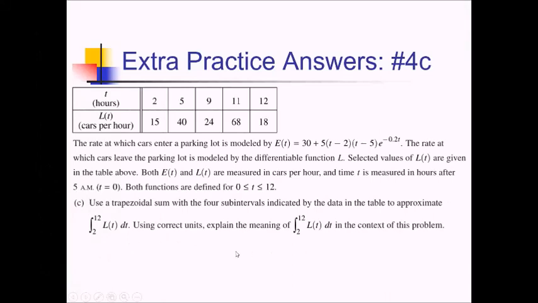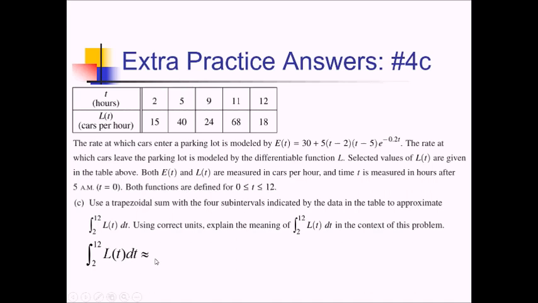On this part of the problem, they're telling us to use a trapezoidal sum with 4 subintervals with the table here to figure out an approximation for the integral from 2 to 12 of L of t dt. And if you think about it, this is really the only way we can talk about this cars leaving function using approximations with the table, because we don't know exactly what L of t is function-wise. So I'm going to write that this integral is approximately equal to the following.